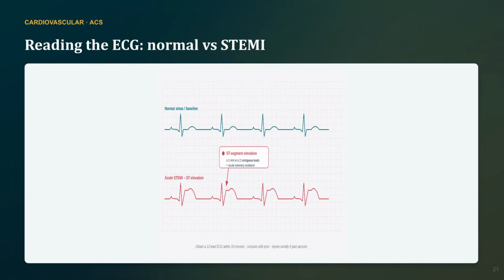The electrocardiogram is central to evaluating ACS. We look for ST elevation or depression, T wave changes, or Q waves, always comparing them to prior and serial tracings. If pain persists despite a normal initial ECG, repeat the tracing because patterns can evolve over time.